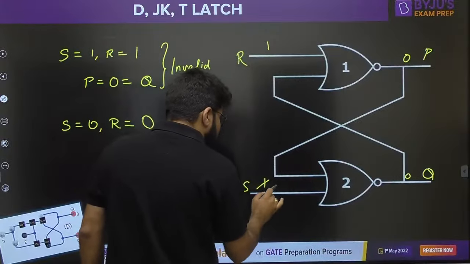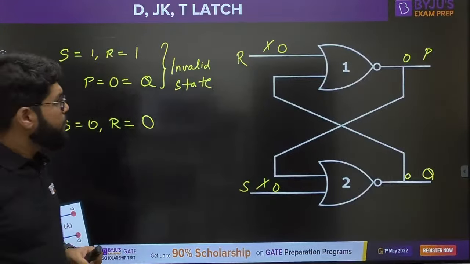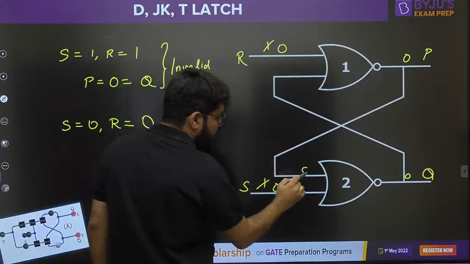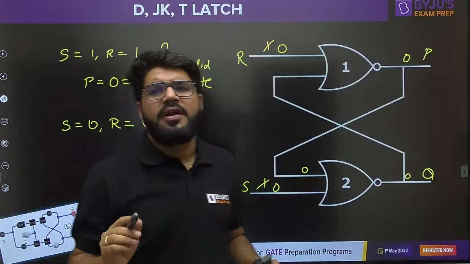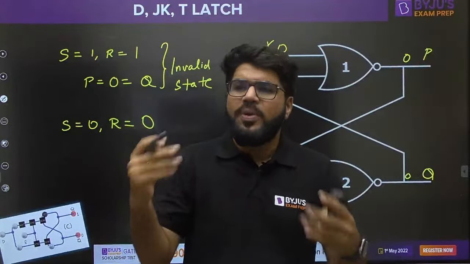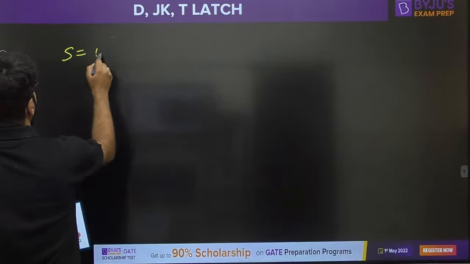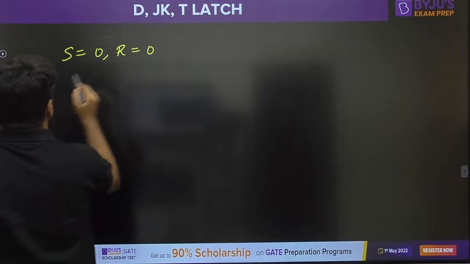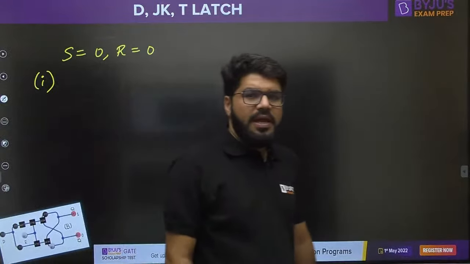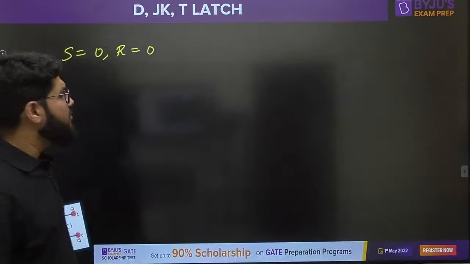Now S is equal to 0, R is also equal to 0. Now see, this is 0, right? This is 0, it comes here. Assuming both the NOR gates have equal delay, let's say. When I apply S equal to 0, R equal to 0, there are three different types of discussion that I can have. Number 1, let's keep the discussion simple. Let's assume both the NOR gates have equal delay.